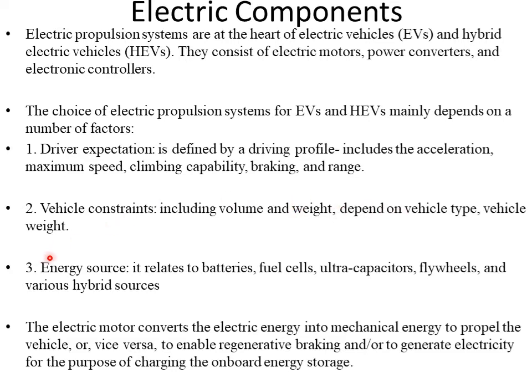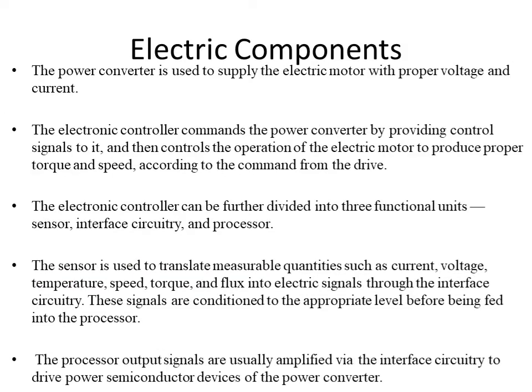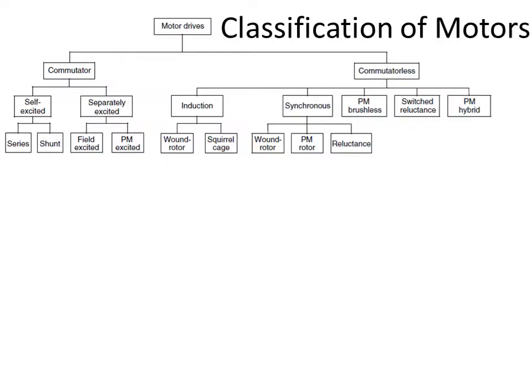And also it depends upon the energy source, like which type of battery or which type of source we are having. So the choice of the components of the electric propulsion subsystem depends upon this driver expectation, vehicle constraints and the energy source. So these are the different responsibilities of different components that we have already seen.